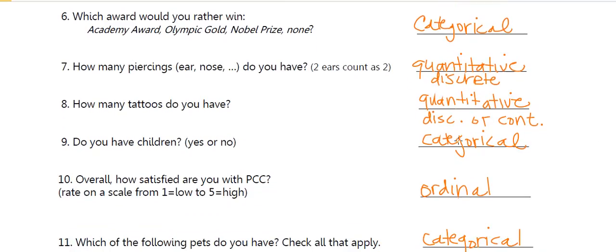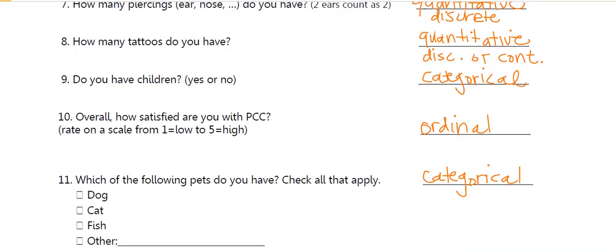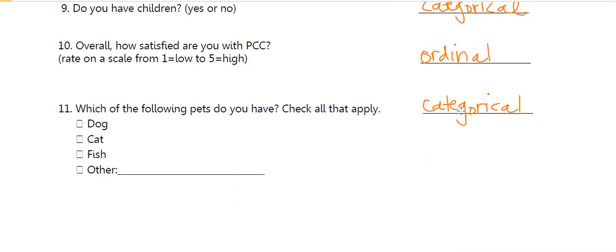Do you have children, yes or no? Which of the following pets do you have? This is the one we can't use. Can you think about why? It says check all that apply. So someone might have a dog and a cat and a fish and a rabbit and a snake and a horse. They have just checked multiple items. And if more than one person does that, your percentages are going to add up to over 100%. So we cannot use a pie chart if you can check multiple options.